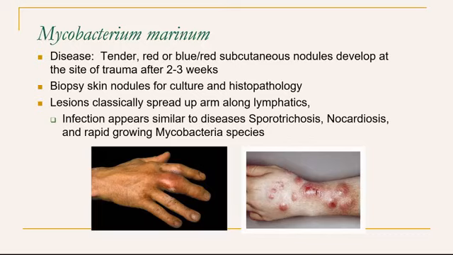But if it is not treated at that point in time, it can classically spread up the arm along the lymphatic channels, as you can see on the picture on the bottom right-hand side. This is the classic spread up the lymphatic channel with serial nodules progressing. This is also a very classic look to some other infections as well, such as sporotrichosis, nocardiosis, and the rapid-growing mycobacteria. So it's very important not just to do histopathology, but to do culture to get the right organism, also to take a good history to know what might have caused these lesions.